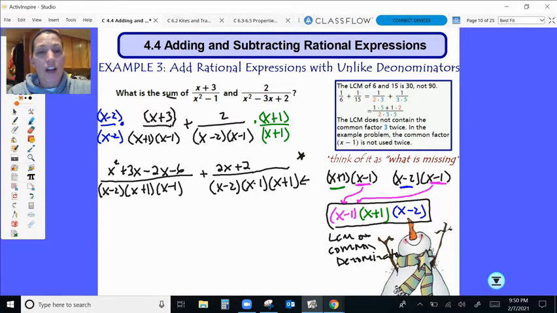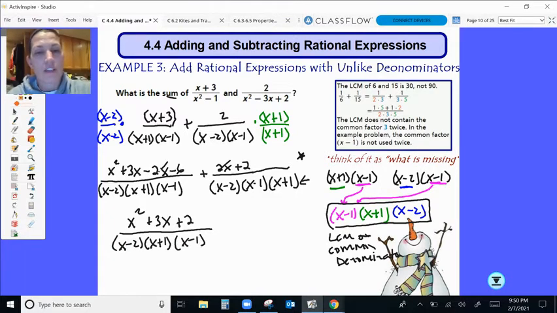So we're going to simplify the top here, multiply it all out. So we have x squared. These two x's cancel each other out, okay? So then we have just a plus 3x and plus 2. And we have our common denominator, x minus 2 times x plus 1 times x minus 1. Now this is our finished result, right? We are all added together.